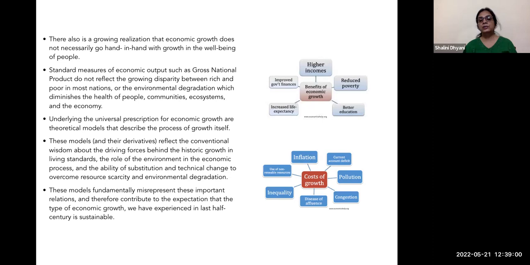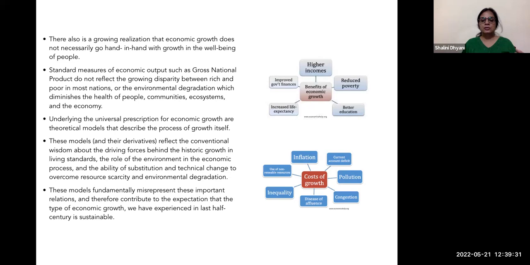Then of course, it also brings inequality. The entire system of economic development stands on inequality. You have a poorer section and you have a richer section. So the rich get richer and the poor get poorer. So this is how inequality takes place. And even in India, you see a large number of population living in rural areas. Many of them are below the poverty line. So this is the cost of growth that we pay.